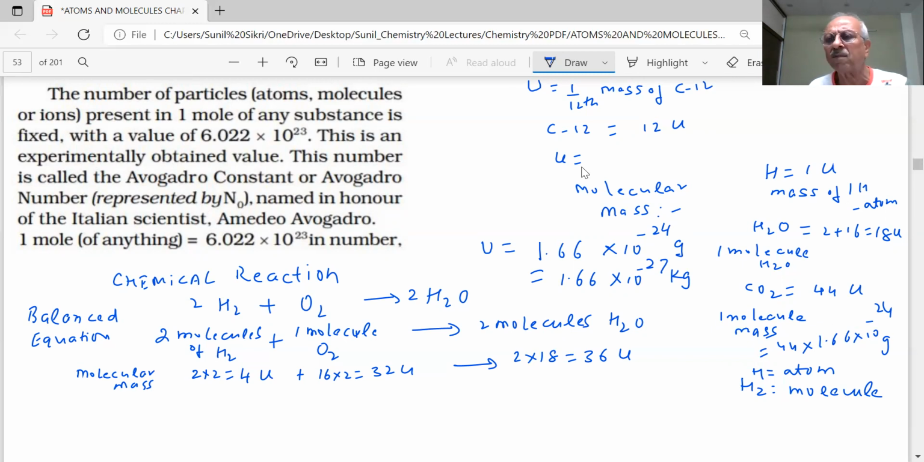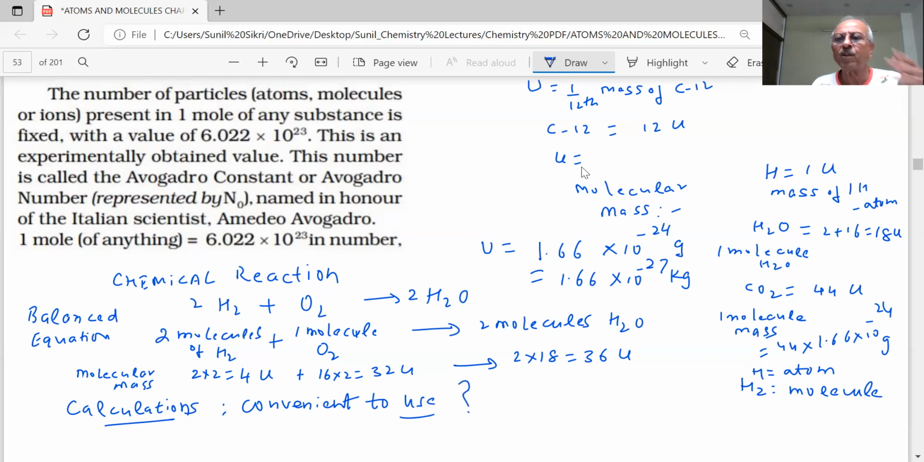Now, can I use this calculation, students? Is it a convenient number? Is U a convenient number? No, sir. What I'm trying to say, students, is that when I do the calculations for any chemical reaction in chemistry, I need some number which is convenient to use. This is not a convenient number. So here started the search for a number. We must not use molecules or atoms, student, when we are doing calculations, because it is not possible.